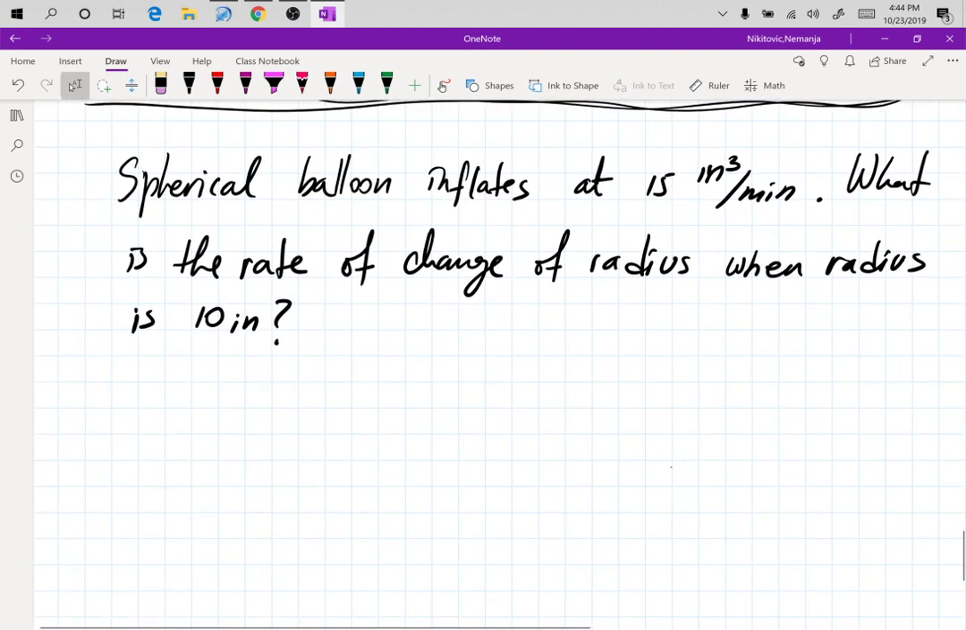Okay, let's take a look. We have a spherical balloon. So it's a sphere. And the information given is that it inflates at the rate of 15 inches cubed per minute. So what type of information is inches cubed per minute?